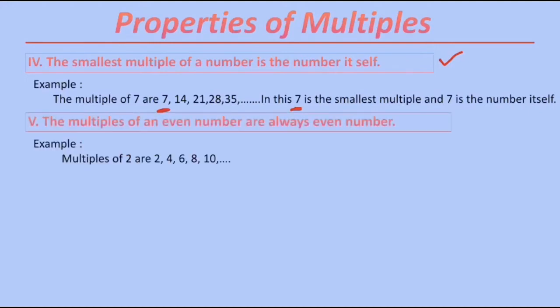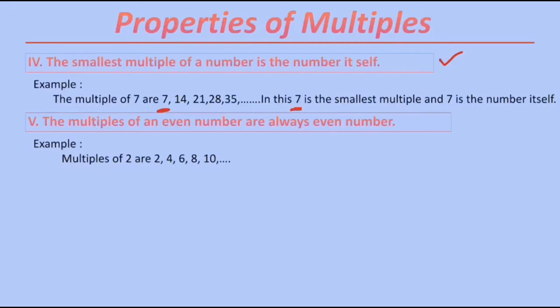Next property is the multiples of an even number are always even numbers. You are already familiar with the definition of even number. Any number which is divisible by 2 exactly is called an even number. For example, 2, 4, 6, 8, 10, 12, 16, all these numbers are examples of even numbers.